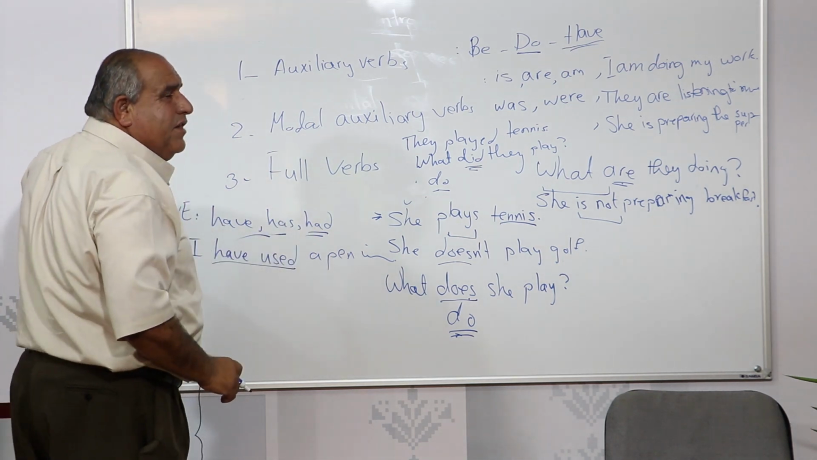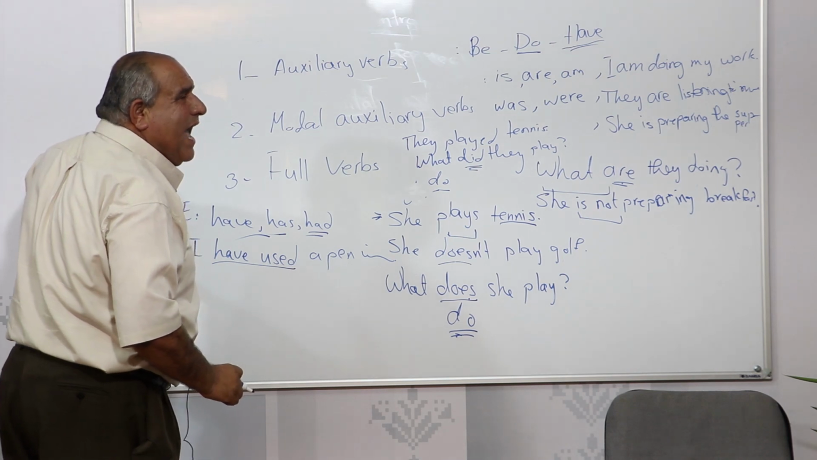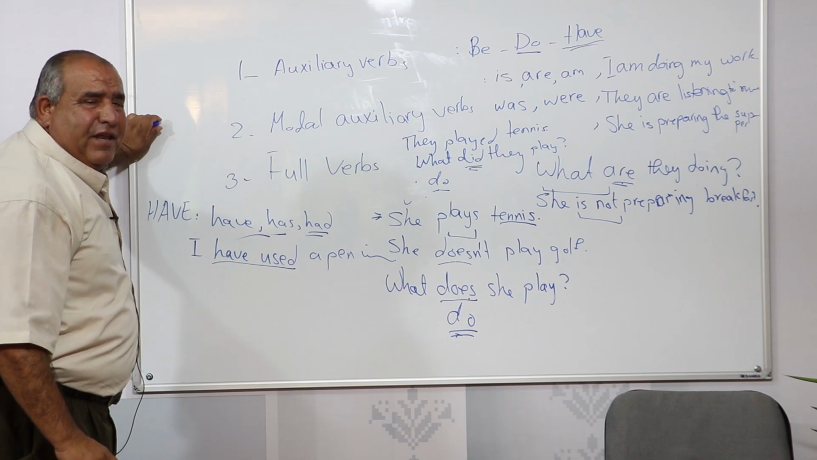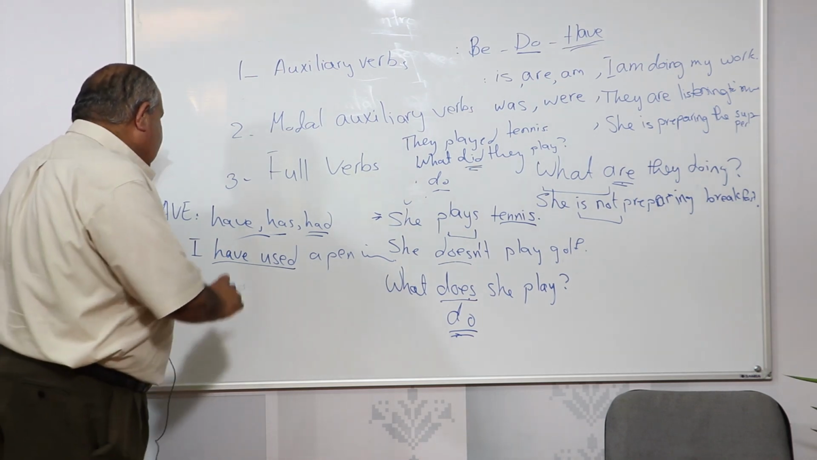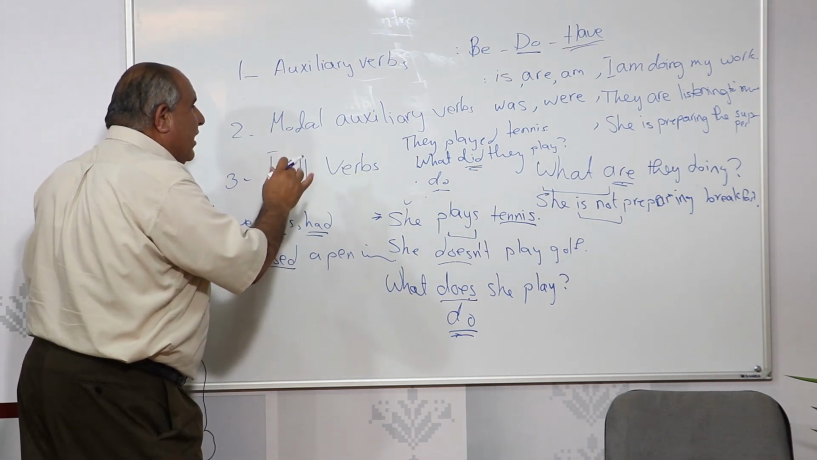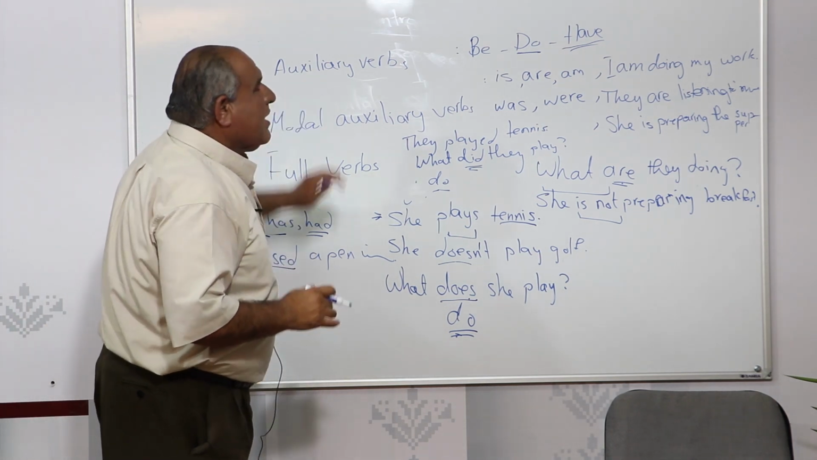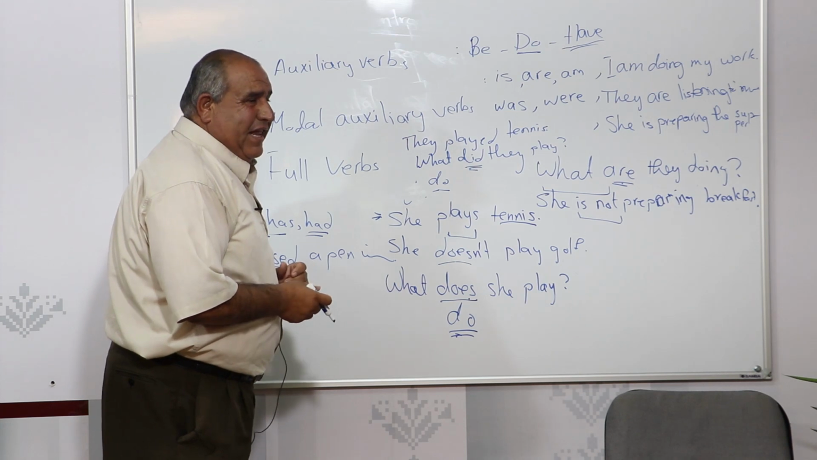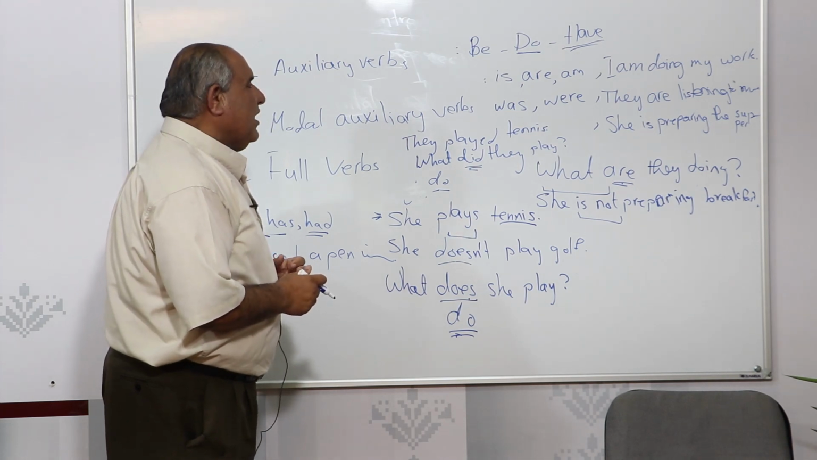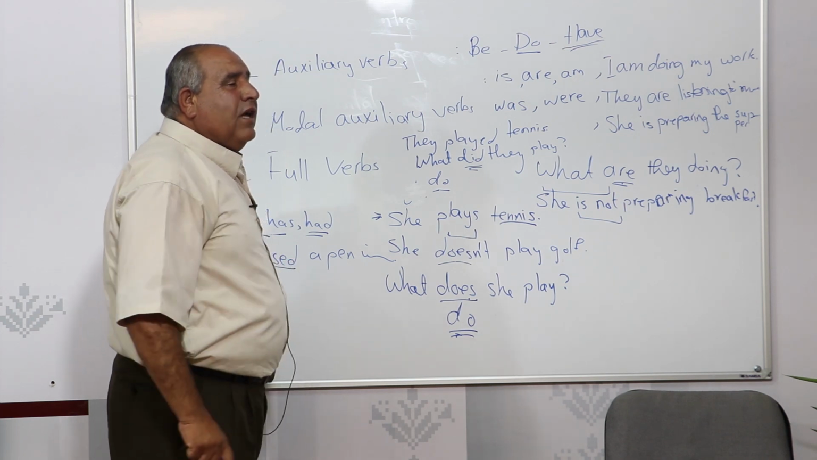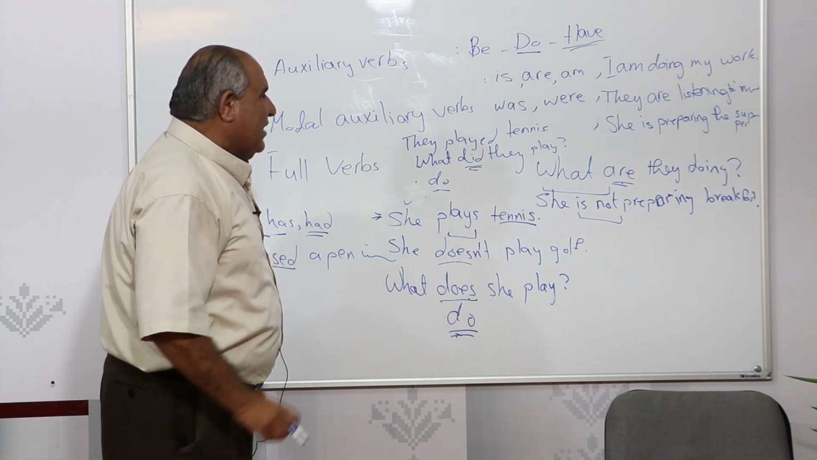Had can be used in the past perfect. She had used a pen in her writing yesterday. So therefore, verb to be and verb to have, which are called auxiliary verbs, can be used in order to make the negative, or can be used in order to make questions, or at the same time, they show the tenses.